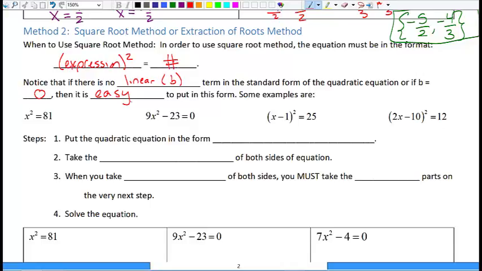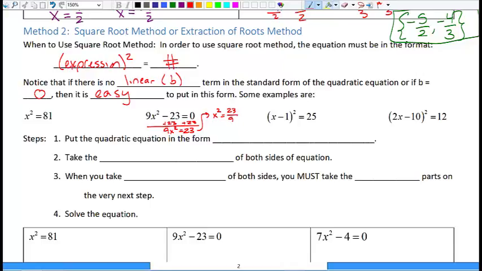So some examples are x squared equals 81. Notice that there's no x term, no linear term, no b term in this, or b is 0. So this equation is really easy to use the square root method. Notice it's something squared equals a number. So notice this one has no linear term, no x term or b. So it's going to be easy to put it in the form expression squared equals number. So if I add 23 to both sides, that gets me 9x squared equals 23. If I divide both sides by 9, that gets me x squared equals 23 over 9. And now it's expression squared, x squared equals some number. So now it is in the right form.